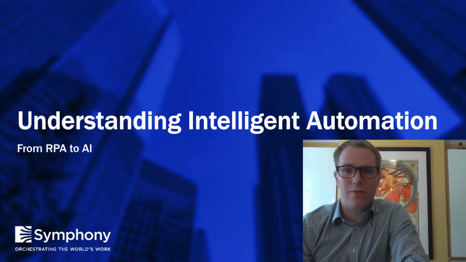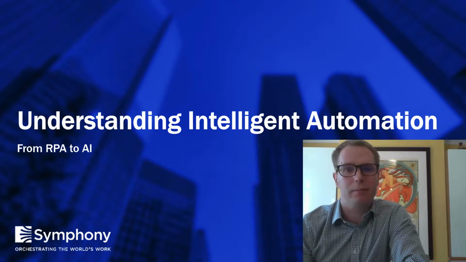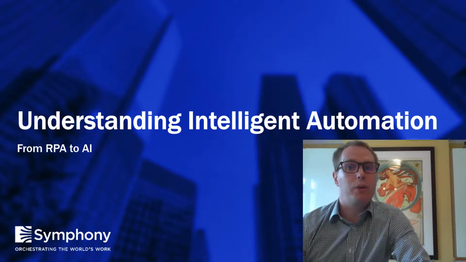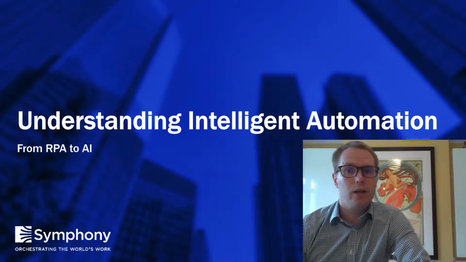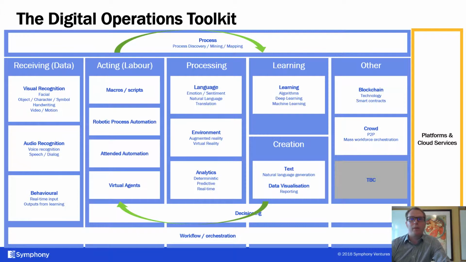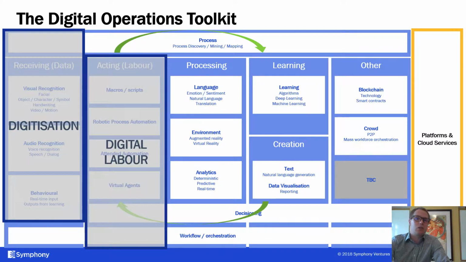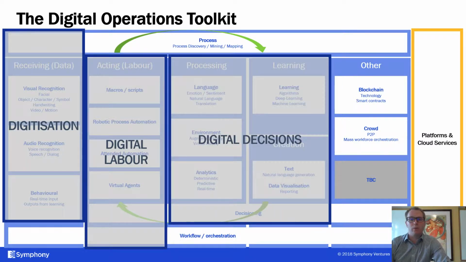I'm the Director of Labs for Symphony Ventures, and in this video series we're looking to unpack some of the practical realities of intelligent automation, right from process automation up to machine learning. In this video we're going to build on the framework that we offered in the last video around the Digital Operations Toolkit. Just to refresh your memory, it broke up this core framework into three pillars, which was digitization, which is also standardization, optimization, digital labor, which involved process and management of tasks and processes, and digital decisions, which is fundamentally how are we using complex decision making from a digital perspective.